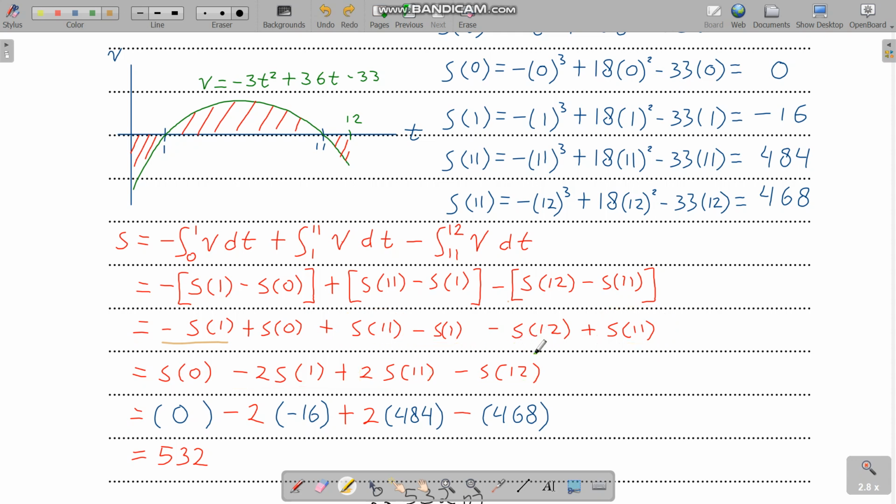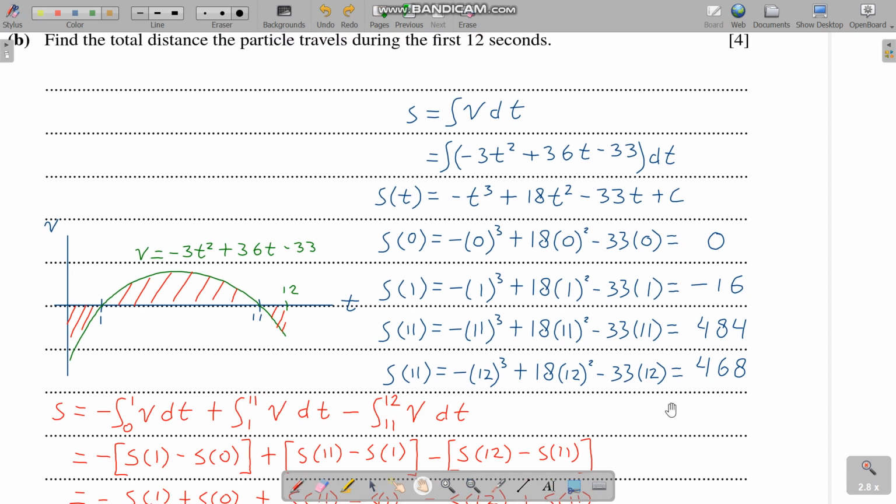So to find the s, we just integrate. So the integral of v with respect to t, so this is what we integrate, the velocity function. So the integral is, from here we have minus t cubed, from here we have 18t squared, from here we have minus 33t. For the s of 0, we plug in 0, we get 0. For 1, we get this, and 11 and 12. Actually, this is 12, not 11.